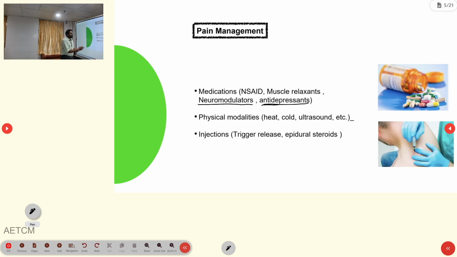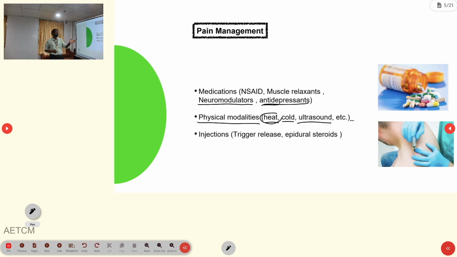Then we resort to physical modalities. The aim of rehabilitation is to bring down the use of drugs and help the patient take non-medications or non-pharmacological methods to improve their symptoms. So we make use of heat modalities, cold modalities, and ultrasound, where one mode of action of ultrasound is generating heat deep within the tissues. We make use of all such modalities to improve the symptoms of the patient.